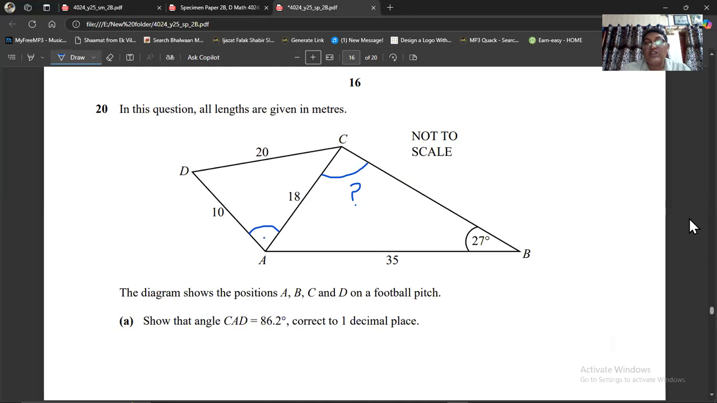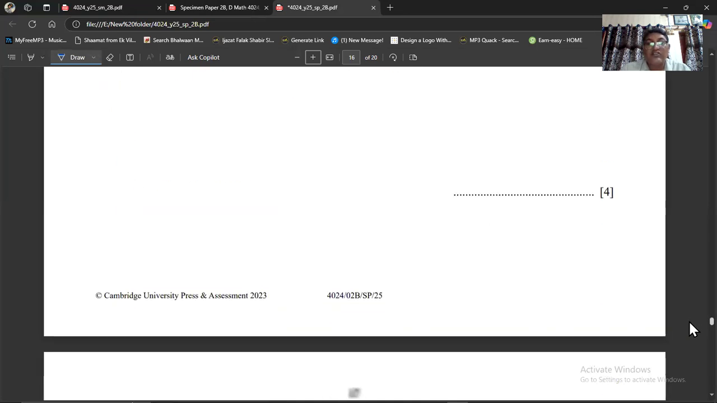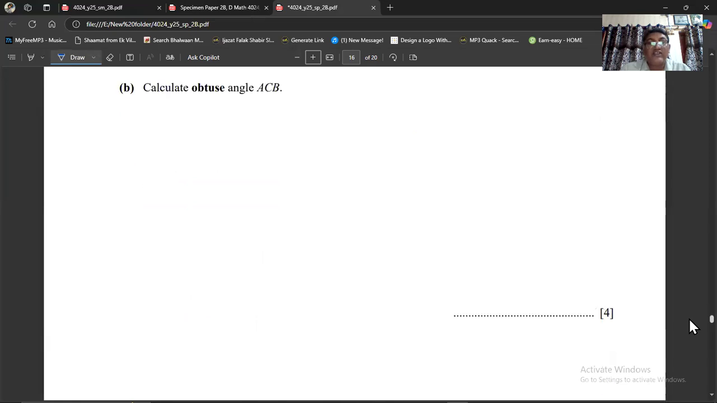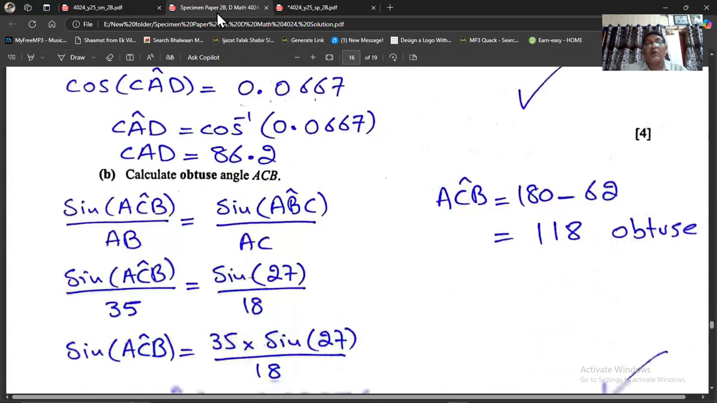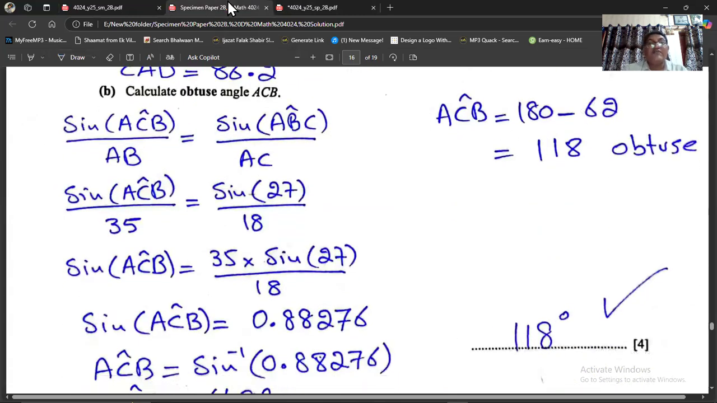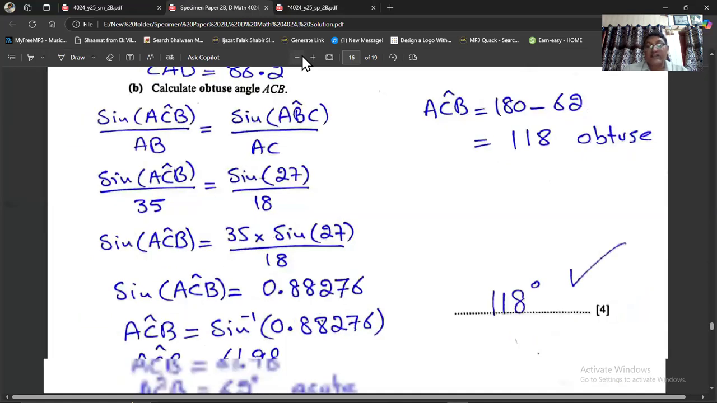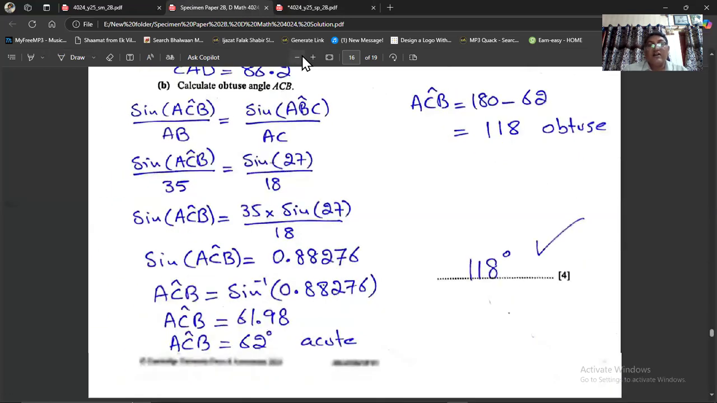I'm going to use the law of sine, so I will be able to find it out. It's a 4-mark question, and it's an obtuse angle. When you do sine inverse, the calculator always gives you an acute angle. The obtuse angle you have to manually find by subtracting that angle from 180.